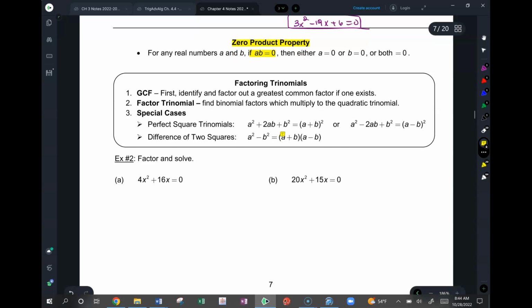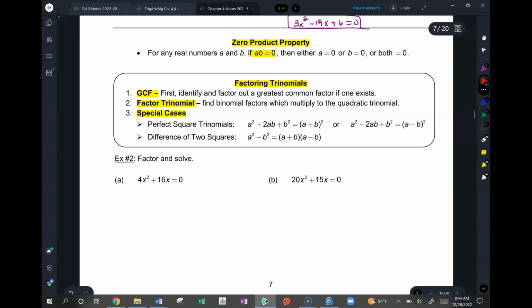Okay, so how do we factor trinomials? There are 3 steps or things to do. First is the GCF, right? Identify if there's one factor that you can take out. Then you're going to factor a trinomial, right? So these are basically like the opposite of foiling, right? And then there are some special cases.